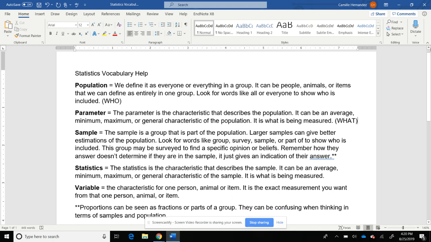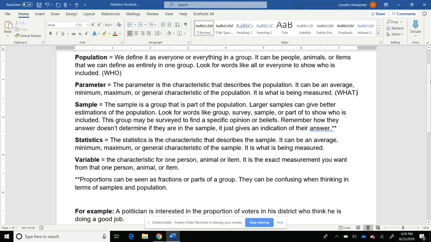Okay? Kind of same thing with sample. Sample is a group that is part of a population. Larger samples can give us better estimations of the population, but most of the time we have to be careful with those smaller samples because that's what we're allowed to get, or that's who we have access to. So when you're thinking about a sample, look for words like group, survey, sample, are part of to show who's included. Also, another thing that we do a lot of times with sample is we survey to find a specific opinion or belief. Remember, how they answer doesn't determine if they're in a sample. It just gives an indication of that answer. I'm going to show you an example in just a few minutes of what I'm talking about.